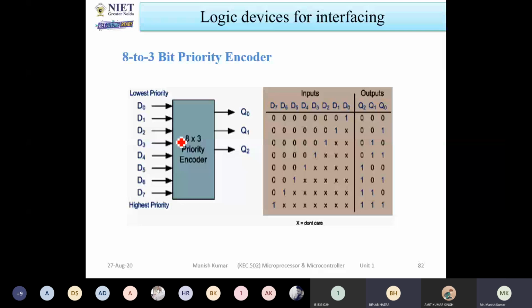Next is the 3 to 8 bit priority encoder. All the things are the same for the different input. You can use the 8 different outputs, 0, 0, 0, 1, 1, 0 from 0 to 7.